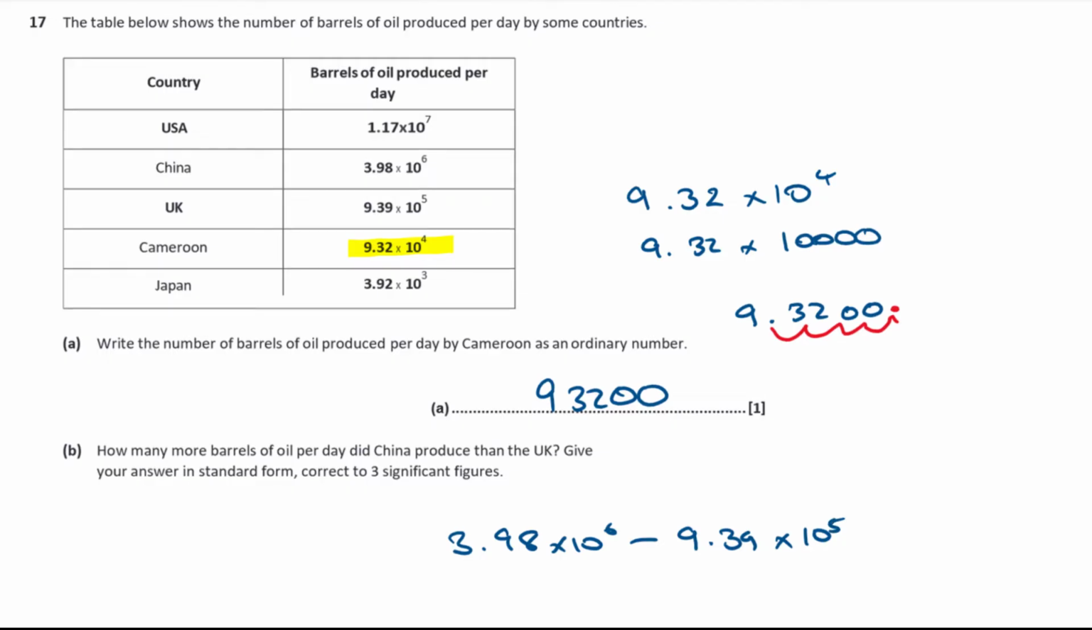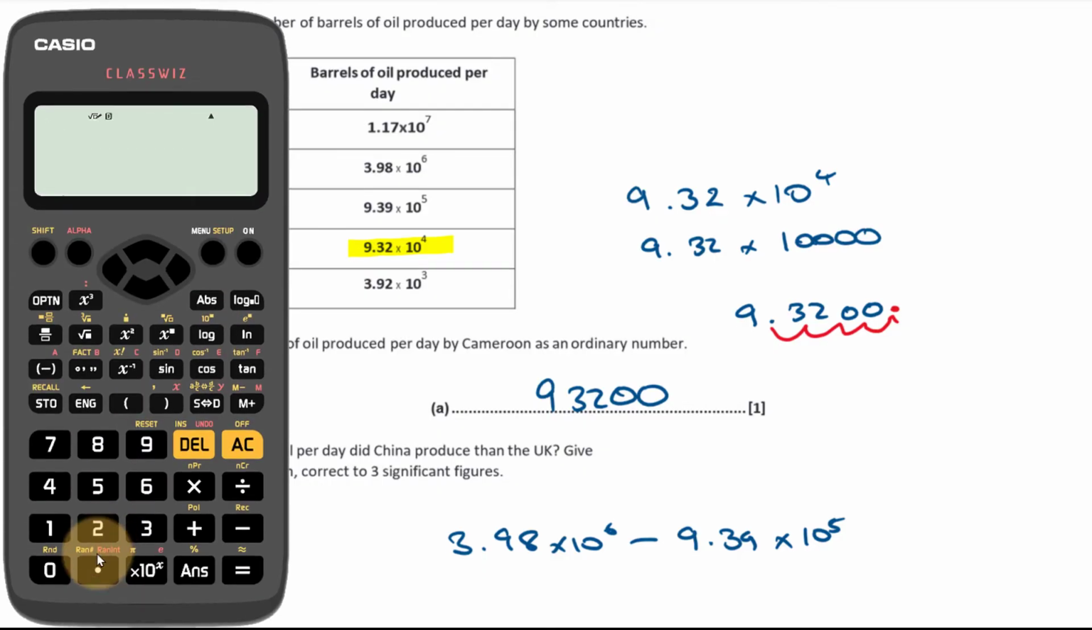I can actually do that on my calculator. So on my calculator, if I type in 3.98 and then press this key here, you see it's already got times 10 to the x written on it. So press that and then type in the exponent, which is 6. So 3.98 times 10 to the 6, subtract, I'm going to type in the 9.39, hit the exponent button, and then type in the power, which is 5. It's just going to tell me the answer straight off, 3041000.